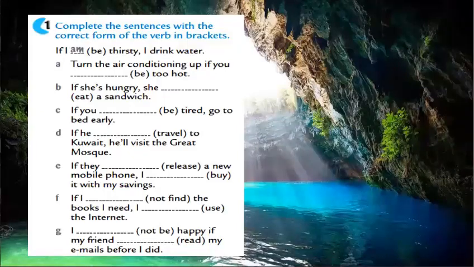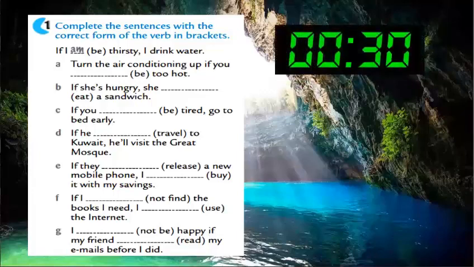If I am thirsty, I drink water. Of course, this is zero conditional. If I am thirsty, I drink water. So this is about zero conditional. The second, or we have A, B, C until G. You have to think about the answers. I'll be back in half a minute.